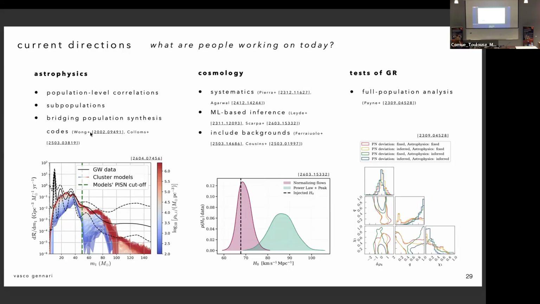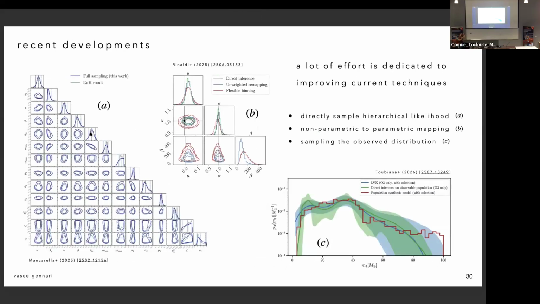And I have a quick slide on what I think are some of the most recent developments in this field. This implies, for example, directly sampling the full hierarchical likelihood, including the event parameters, some non-parametric to parametric mapping, and some sampling directly the observed distribution instead of the astrophysical ones.